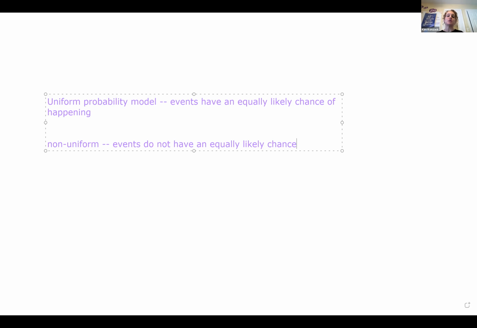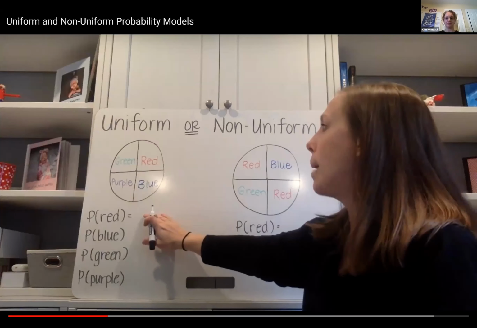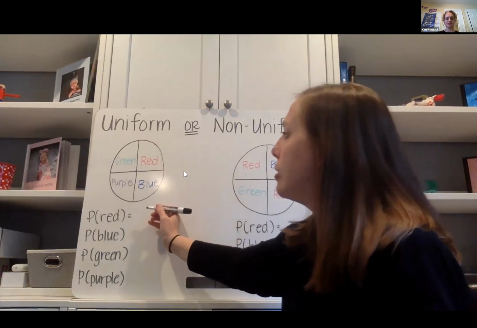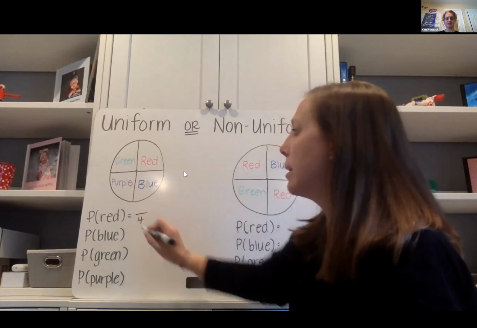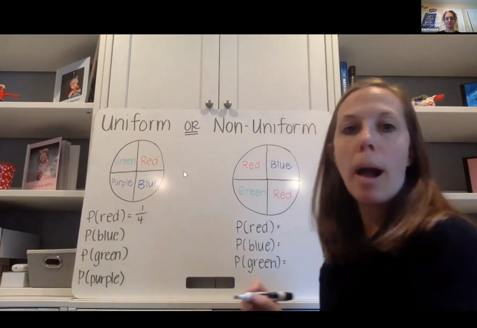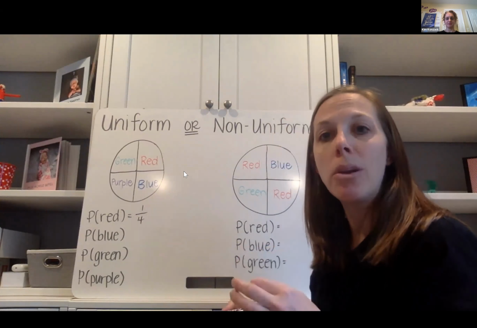With non-uniform probability models, we discuss the odds of events occurring. Okay, so we're going to take a look at a short video about this, and then we'll do some problems. The probability of landing on red, I know that there are four equal spaces, and one of them is red. So the probability of landing on red is 1/4. This is my theoretical probability.